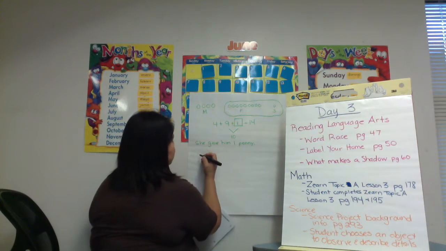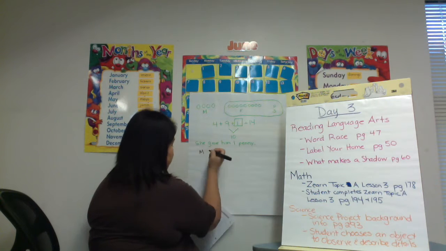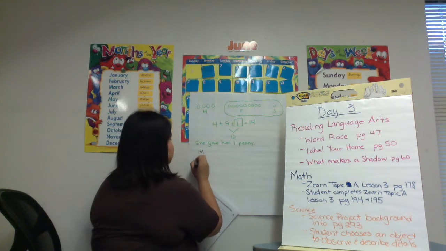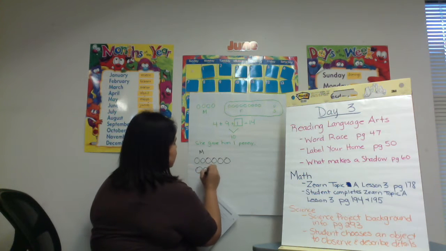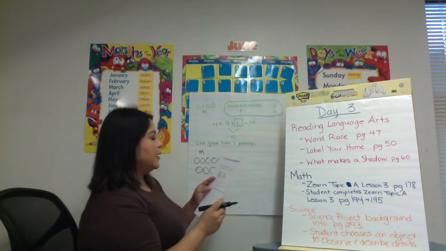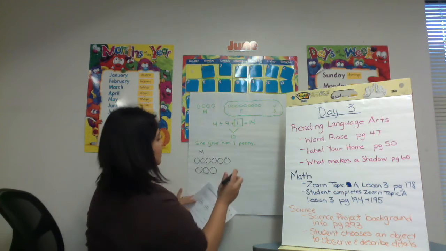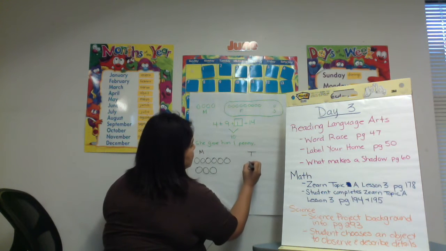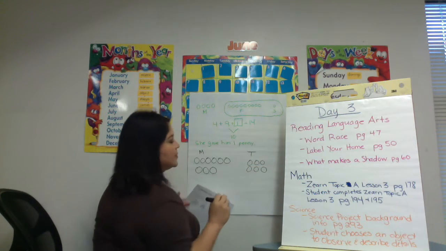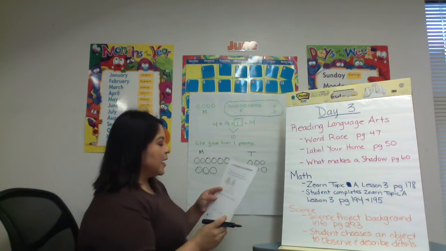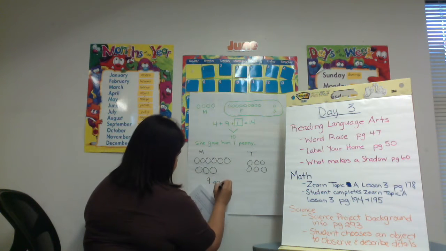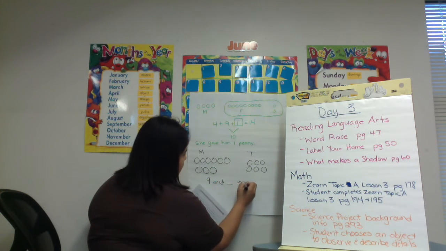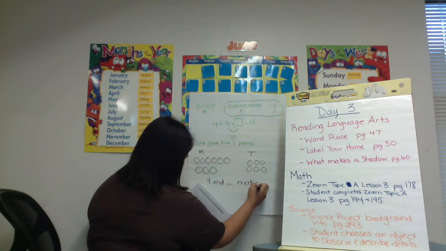Okay, so we're going to start with Maria, right? And Maria had 9 snowballs. 1, 2, 3, 4, 5, 6, 7, 8, 9. And Tony has 6. 1, 2, 3, 4, 5, 6. Okay, so now they have something like this. 9 and blank make blank.